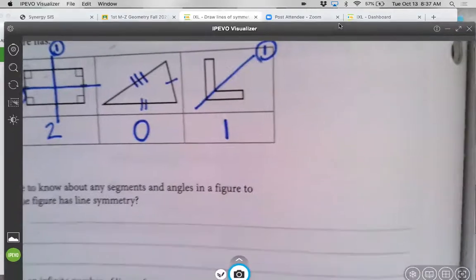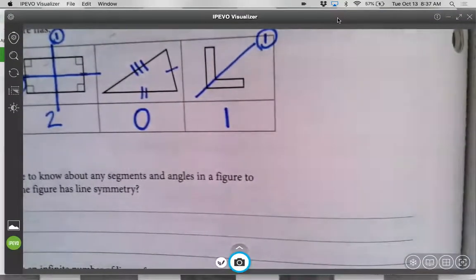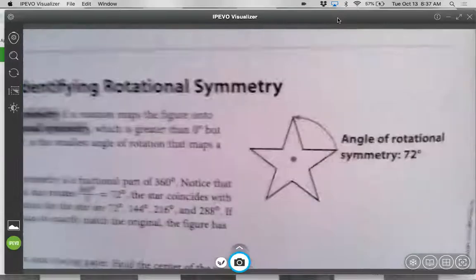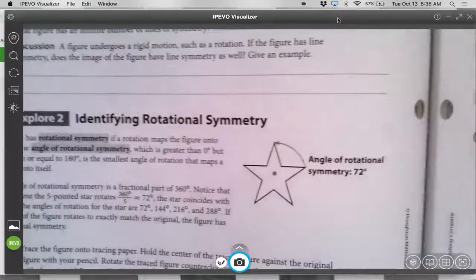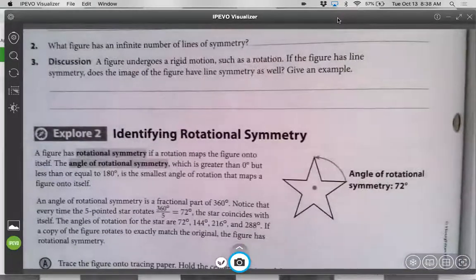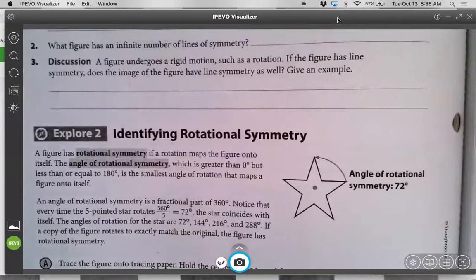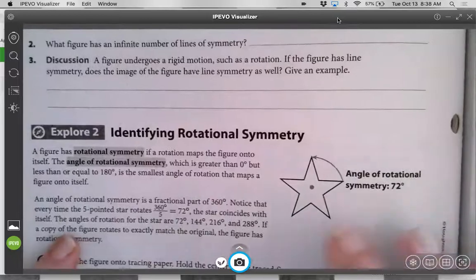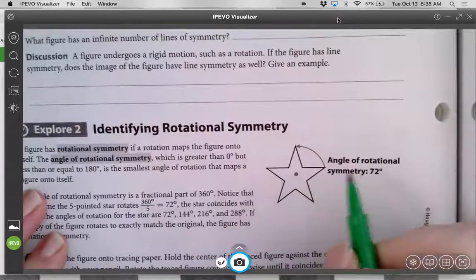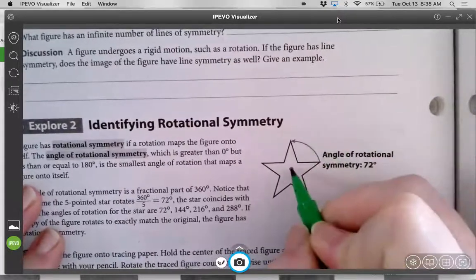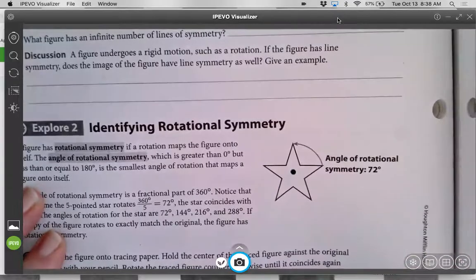All right, so then back in your book, the bottom of page 102, this is a new kind of symmetry. It's rotational symmetry. We talked about rotations before fall break. Rotations spin a figure around a certain point, and that spin just changes where things go. It doesn't change their size. It doesn't change the length of lines or the size of angles or anything. It just changes location.